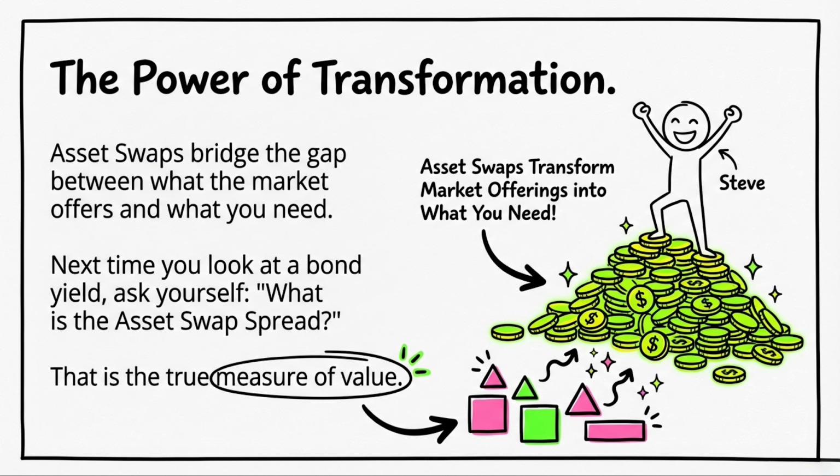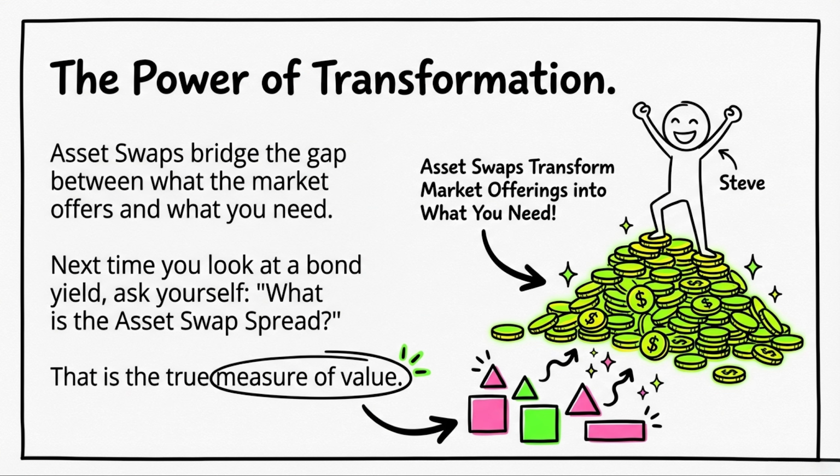Conclusion. So let's wrap this up. An asset swap is a tool of transformation. It bridges the gap between what the bond market offers and what an investor actually needs. It turns fixed into floating. It turns euros into dollars. It allows investors to extract value, arbitrage, when the cash bond market and the swap market are out of sync.